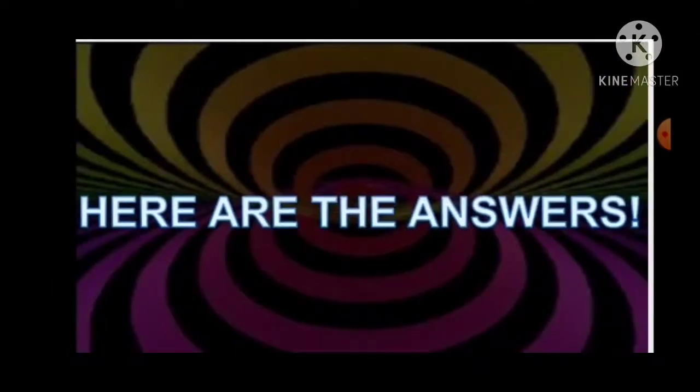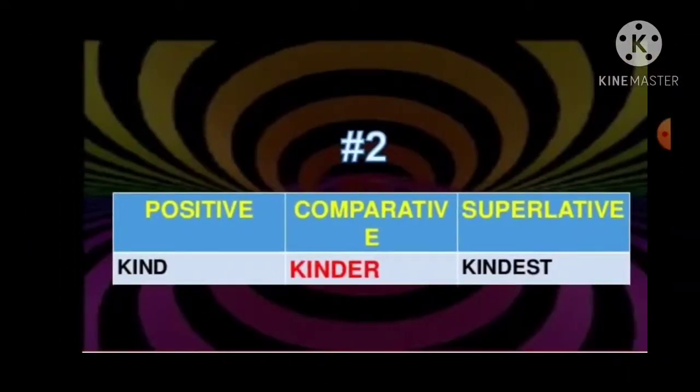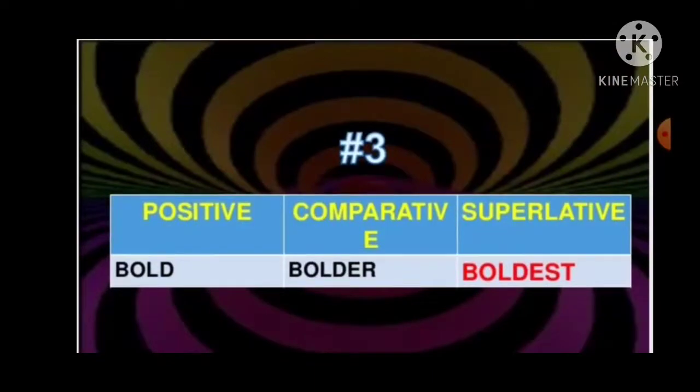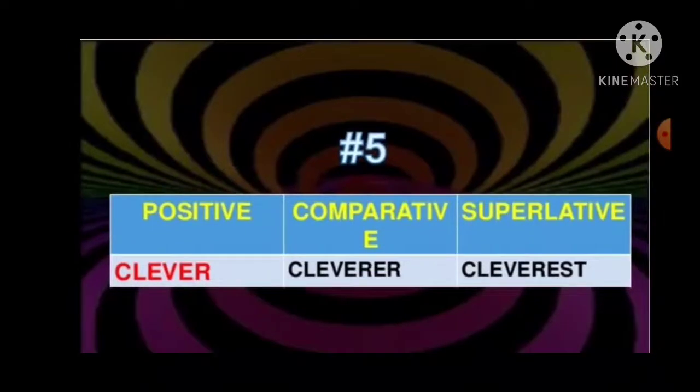Here are the answers. I give you a few seconds to recall your answers, and as I show the answer to each question, you guess whether your answer is right or wrong, and you assess your performance. How good is your knowledge about adjectives? Let us proceed. Bright, brighter, brightest. Kind, kinder, kindest. Bold, bolder, boldest. Cold, colder, coldest. Clever, cleverer, cleverest. The one given in red color is the missing one.